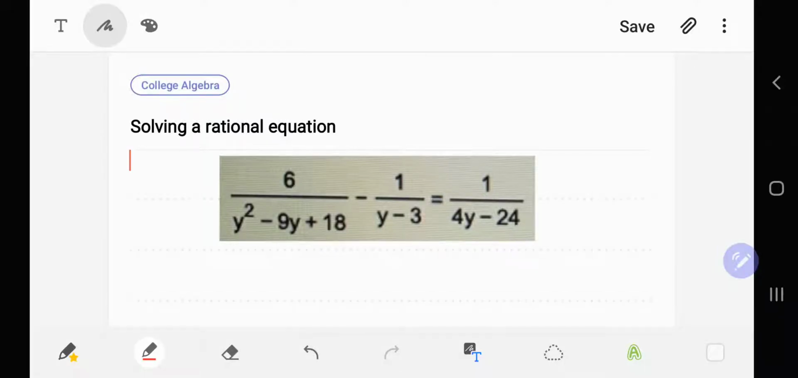All right, in this example, we're going to look at solving a rational equation. Here we have 6 over y squared minus 9y plus 18 minus 1 over y minus 3 equals 1 over 4y minus 24. And the first thing that we need to do is get all the denominators to match. And if we can, then they will all cancel out.